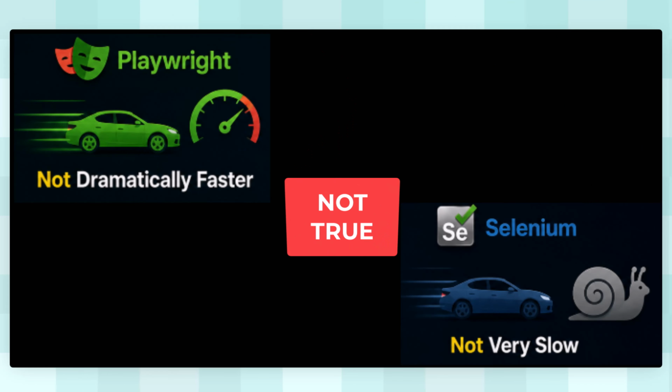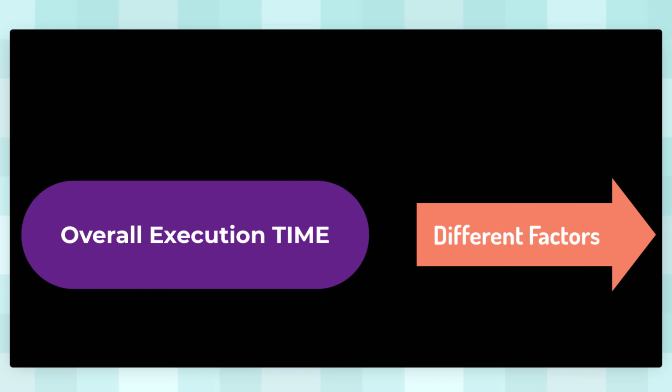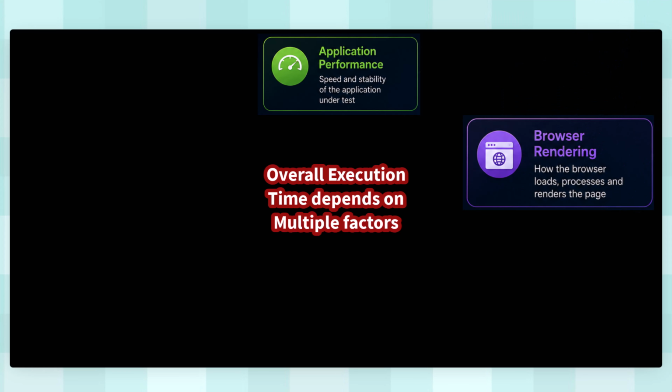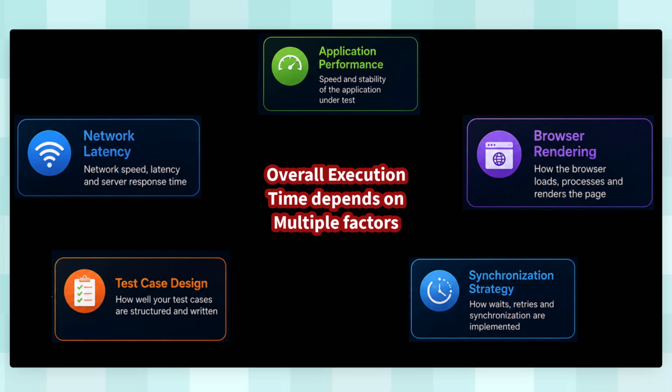So we should not conclude that Playwright is dramatically faster and Selenium is very slow. That is not true. The communication architecture may save a few milliseconds in certain operations in the case of Playwright, but overall execution time of your automation completely depends on many other factors. For example, it depends upon your application performance, browser rendering, your network latency, how you have designed your test cases, how you have used synchronization strategy in your framework, and many other things.